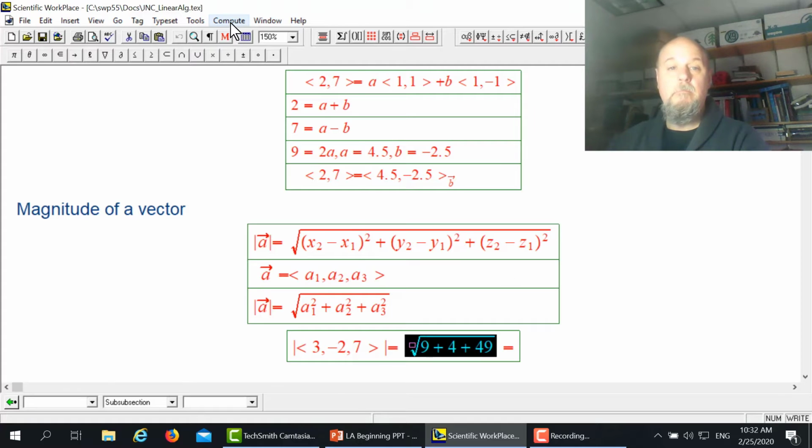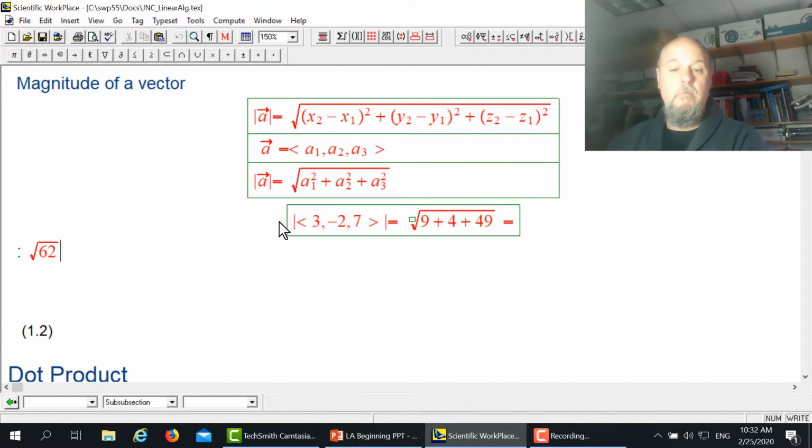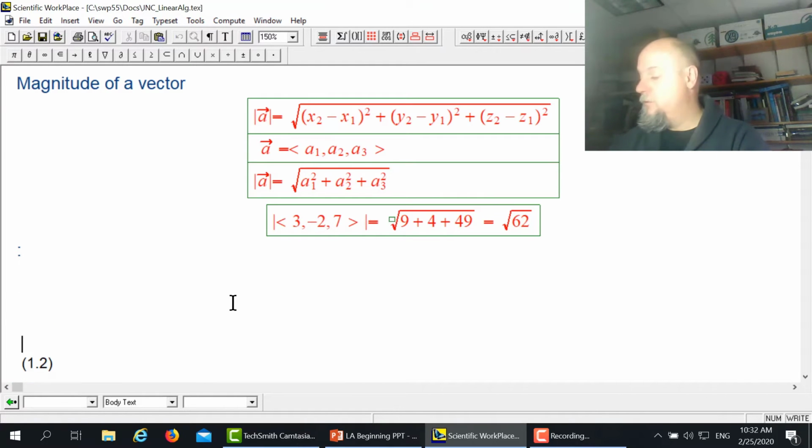Clean that up. Root 62. That's the magnitude. That's the magnitude of this vector.